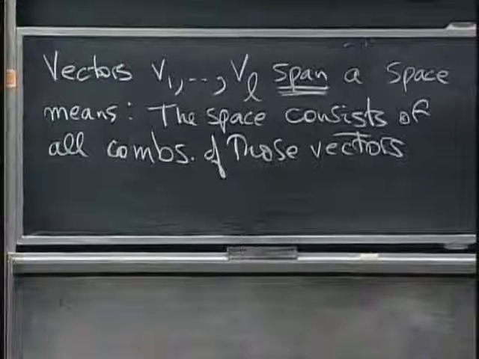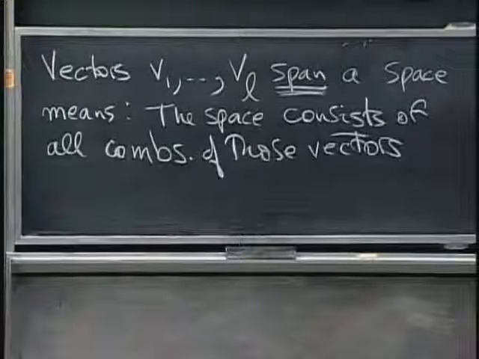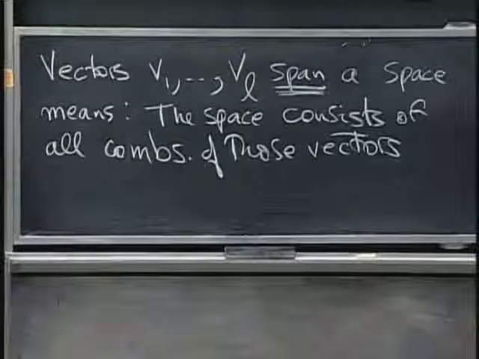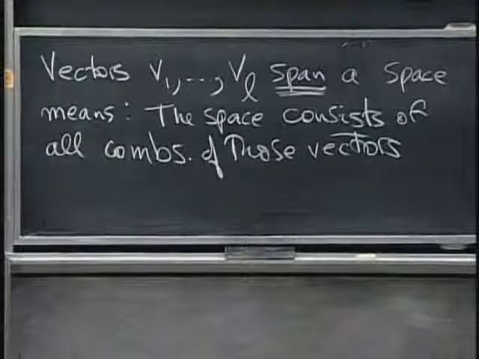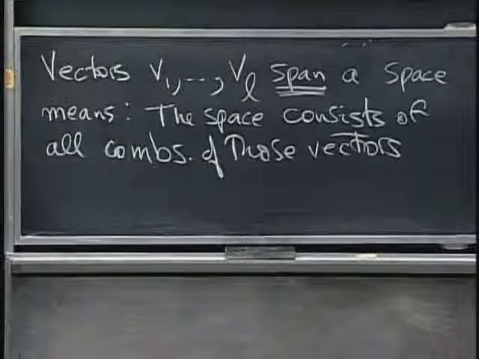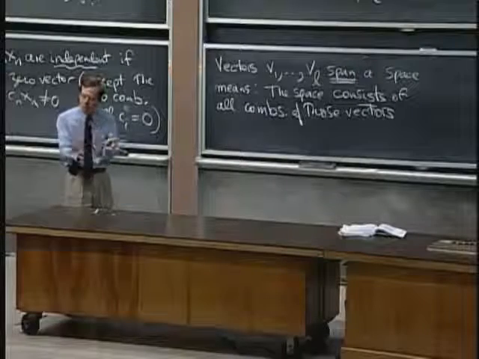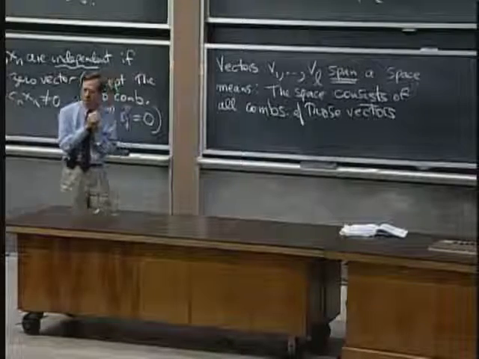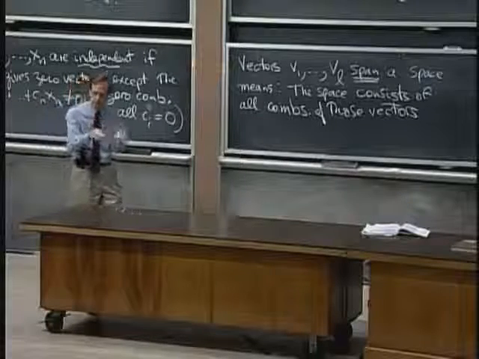So if I think of the column space of a matrix, so I start with the columns. I take all their combinations. That gives me the column space. They span the column space. Now, are they independent? Maybe yes, maybe no. It depends on the particular columns that went into that matrix.